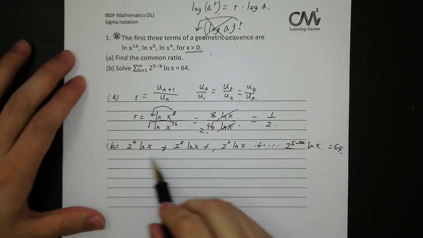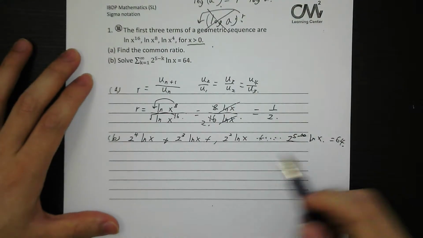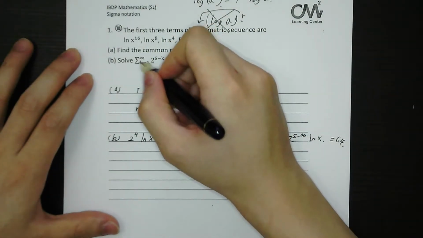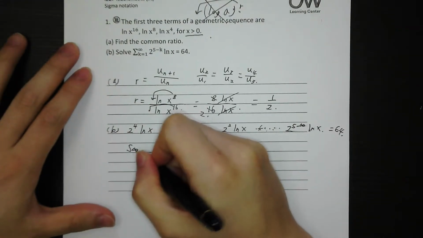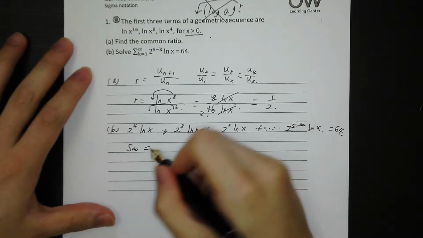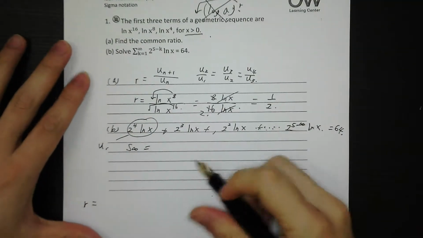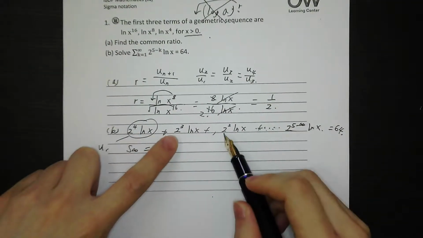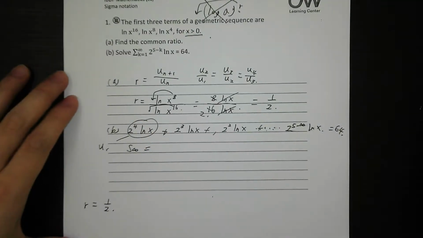So that means sum of n terms, right? But how many terms here? Actually, there are infinite terms, right? It's the sum of an infinite geometric sequence. That's u1, the first term. And the common ratio, you see, 2 power 4 to 2 power 3, 2 power 2, so the common ratio is 1 over 2, 0.5, right?